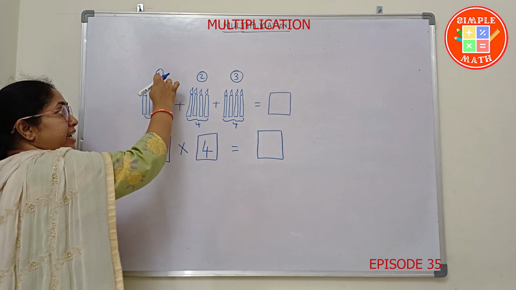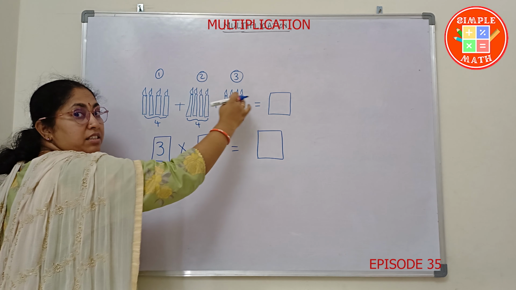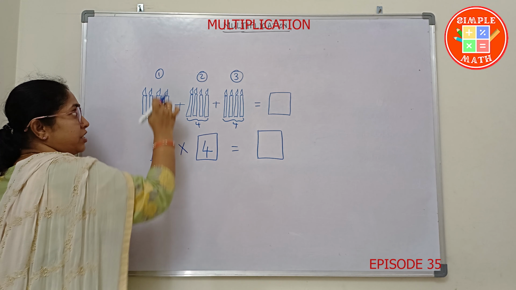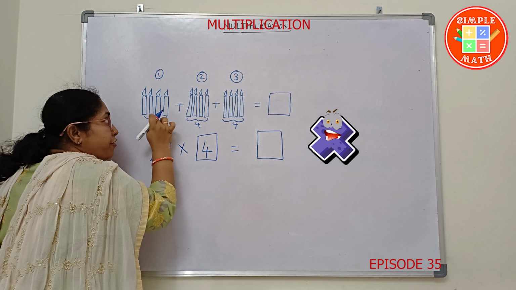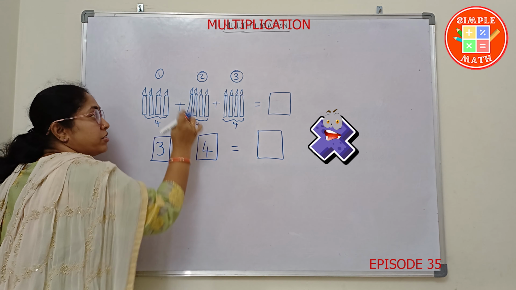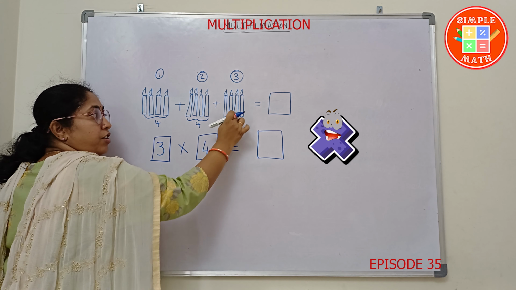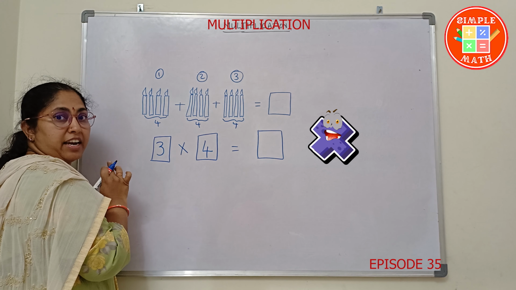In the first box we write how many times it is added. So the first box is 3, for 3 sets of candles. Next is the number of candles: 1, 2, 3, 4. So the second box is 4. It is the same number that we write.